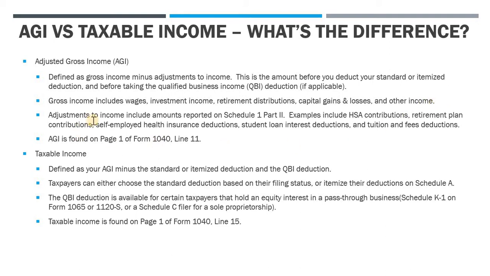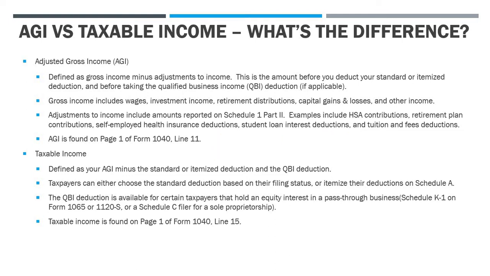Okay, now adjustments to income are amounts reported on Schedule 1, Part 2, and examples of those are HSA contributions, retirement plan contributions like SEP IRAs or traditional IRAs. If you're self-employed, you have the self-employed health insurance deduction, student loan interest deductions, and then maybe tuition and fees deductions if you're taking higher education classes at a university or college.